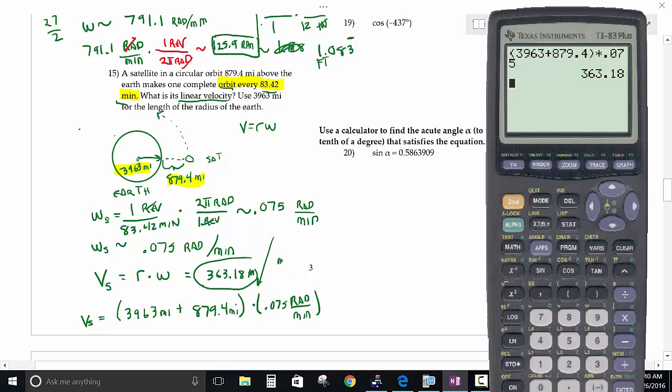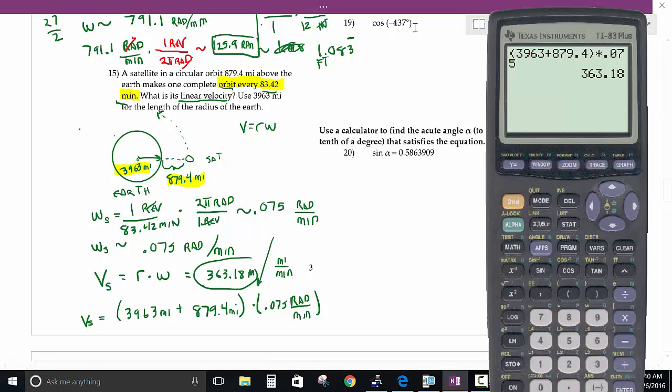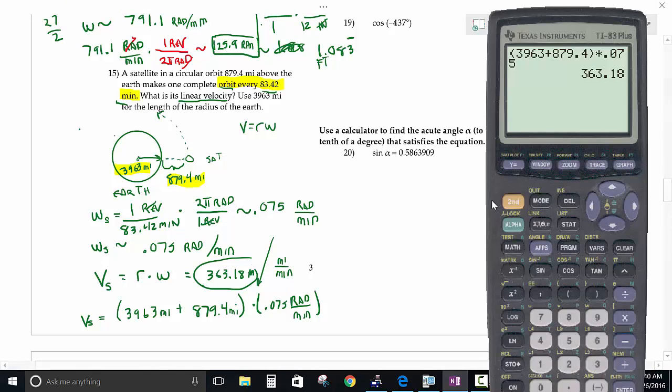So miles per minute is what that should be. All right, so that's the answer. All right, sorry about that. Okay, so let's go on now.